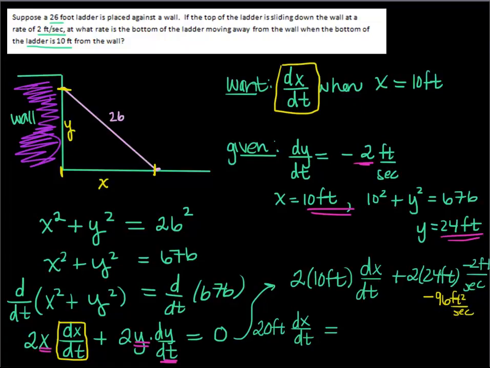So I'm going to add that over to the other side. So if I take this guy, remember this was all equal to 0. I kind of ran out of room. Add that over, I get 96 feet squared per second.